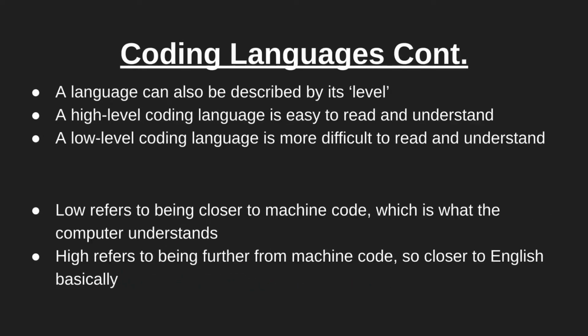There's another important thing that I want to go over quickly, and that's the level of language. So we have two different levels really. We have a high-level coding language, which is easier to read and easier to understand. And then we have a low-level coding language, which may be more difficult to read and understand. So the low refers to being closer to machine code, which is what the computer understands, so ones and zeros. And high refers to being further from machine code, so closer to English, for example.